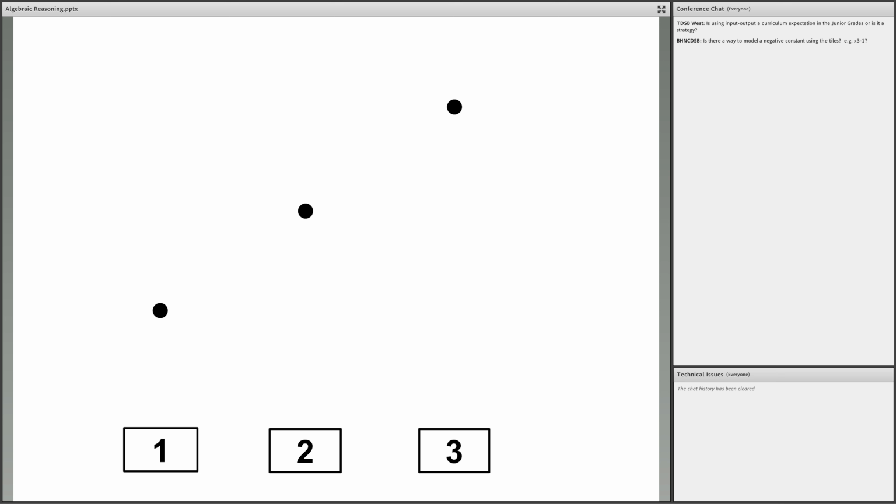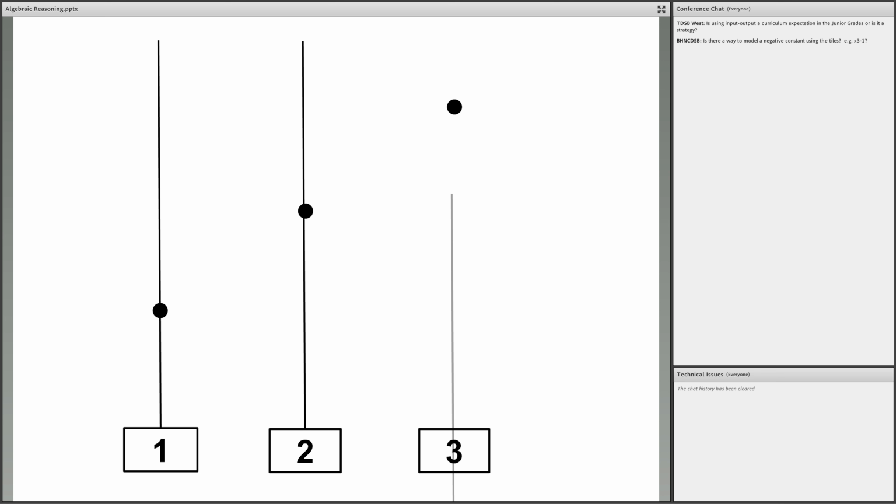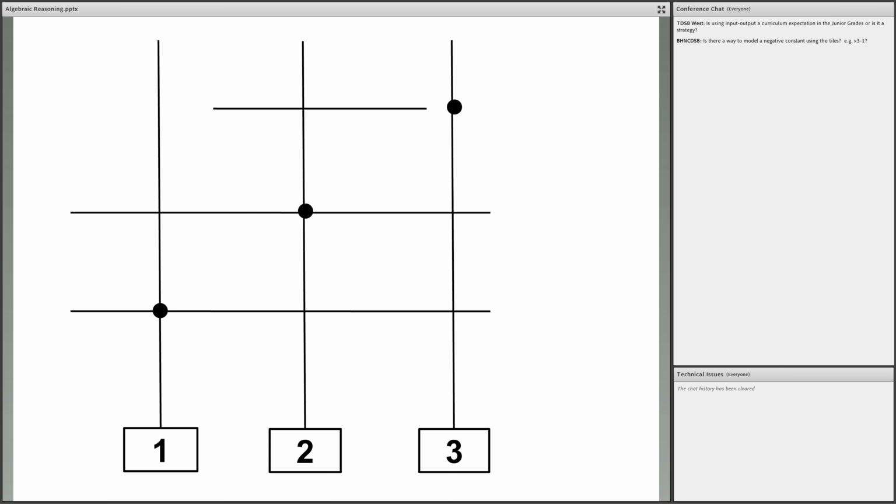And then what we talk about is that this dot is a representation of the number of tiles at position 1. This dot is a representation of the number of tiles at position 2. And this dot represents the number of tiles at position 3. But how can we show exactly how many tiles there were? So we think about the fact that we can show the correct number of tiles. And then we ask students, what is this starting to look like? It's starting to look like a graph.